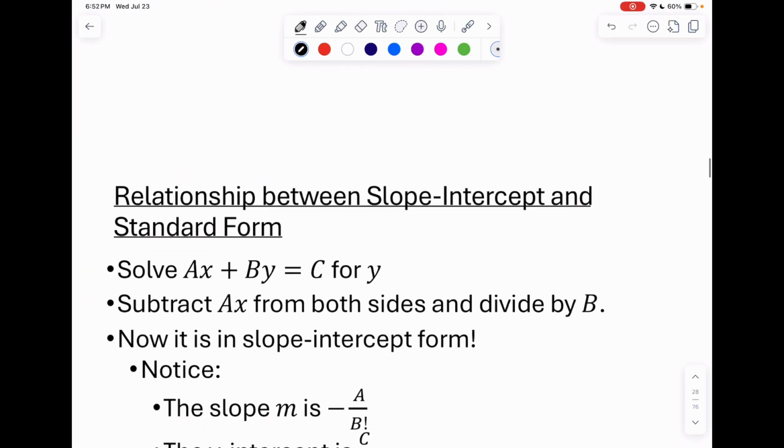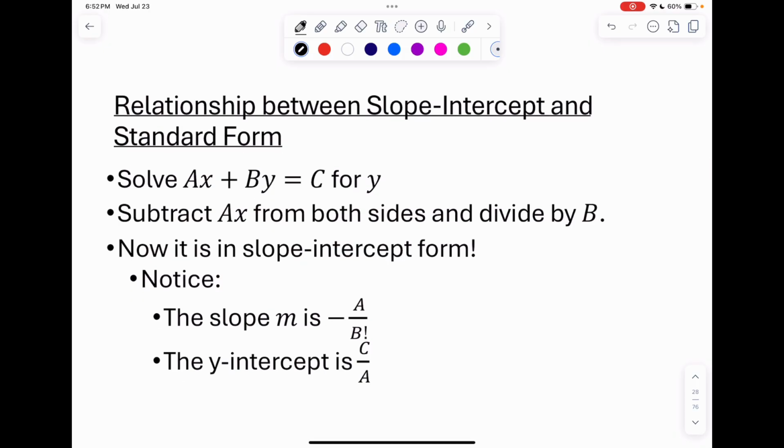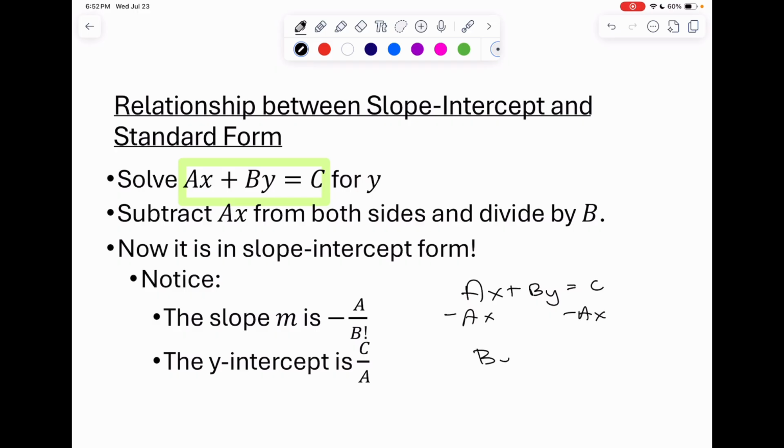All right, so let's talk a little bit about the relationship between slope-intercept form, the form we've been working with, and standard form. So standard form, if we'll remember from before, we have ax plus by equals c, a constant. If that's the case and we want to solve for y, we would just take our ax plus by equals c. We'd subtract ax from both sides.